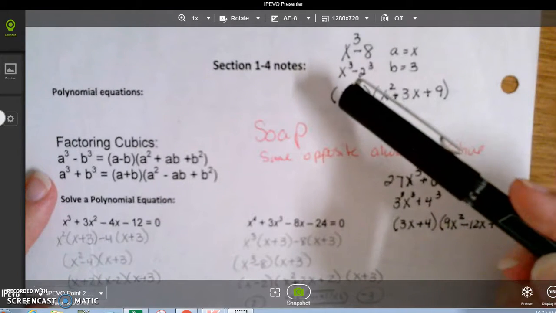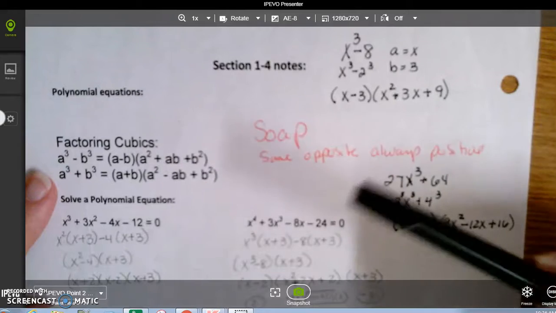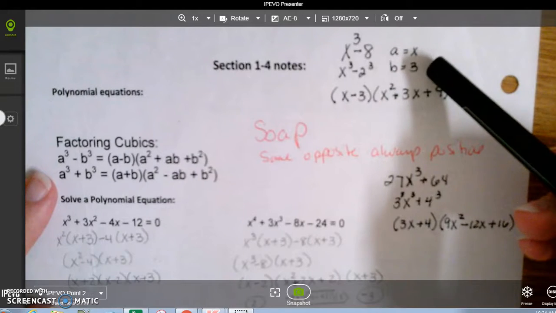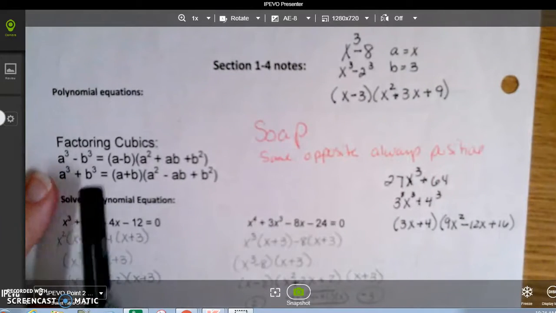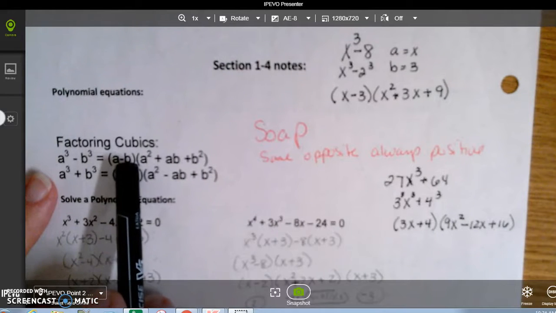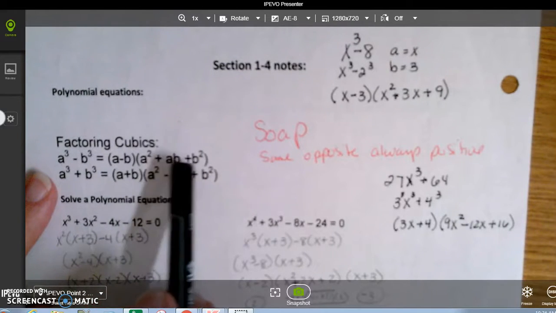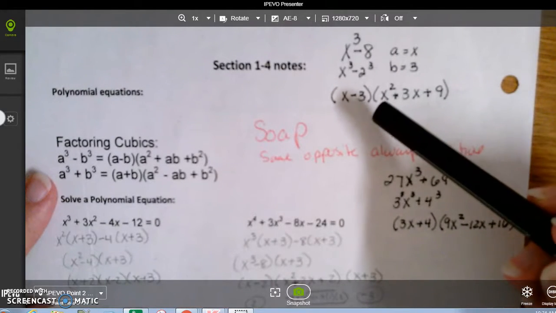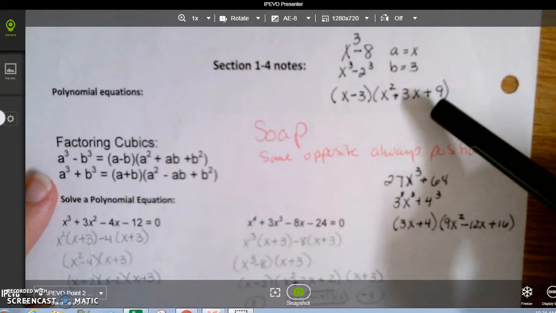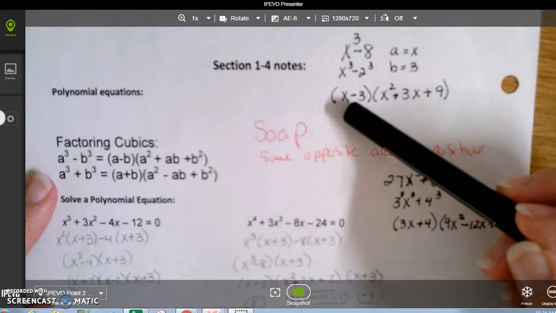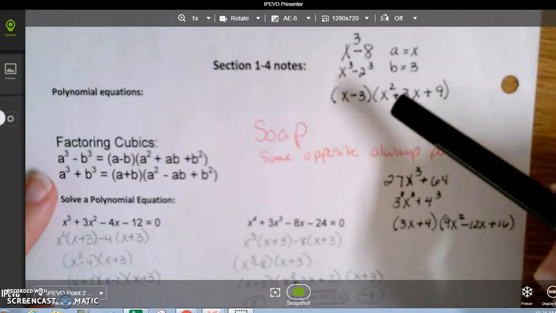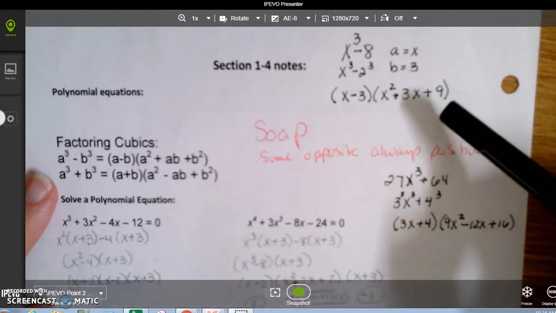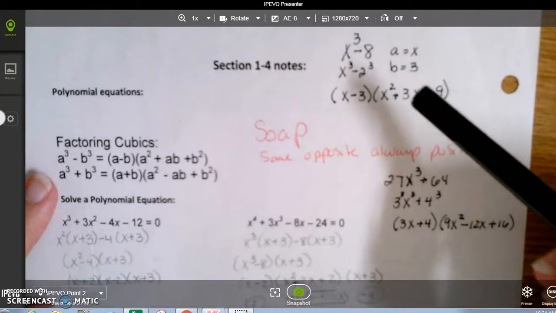This is a cubic problem because x can be written as x cubed and 8 can be written as 2 cubed. So the a value would be x and the b value would be 2. And so if I replace it into this problem, a comes first, then b, then a squared, then ab, then b squared. And so I end up with the x and the 2, the x squared, the 2x, and the 4. And then the first sign is always the same as what I started with. The second sign is always the opposite, and the third sign is always positive. So these are just factoring the cubics.